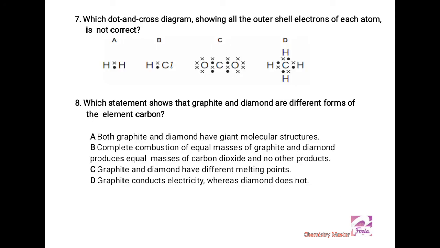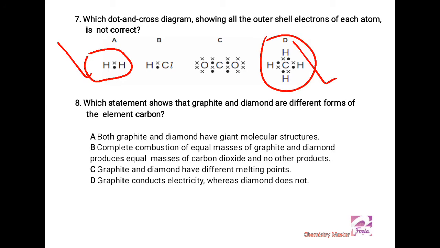MCQ number 7. Which dot and cross diagram showing all the outer electrons of each atom is not correct? Okay, we see diagram A, in which both of the hydrogen atoms are completing their doublet. That's right. We see D. Carbon is tetravalent, having 4 electrons in its valence shell and completing its octet, and 4 different hydrogen atoms are mutually sharing their electrons to complete their doublet. It's again true.